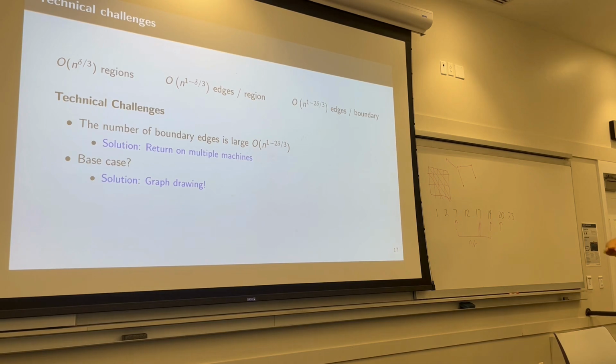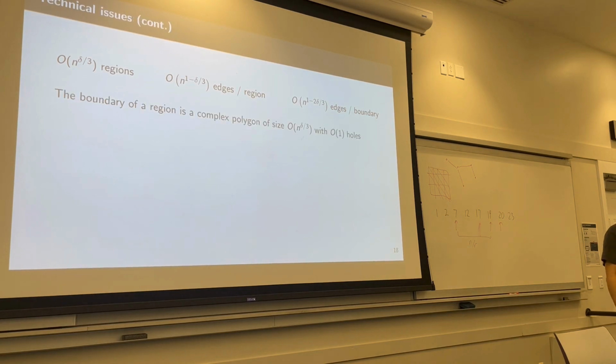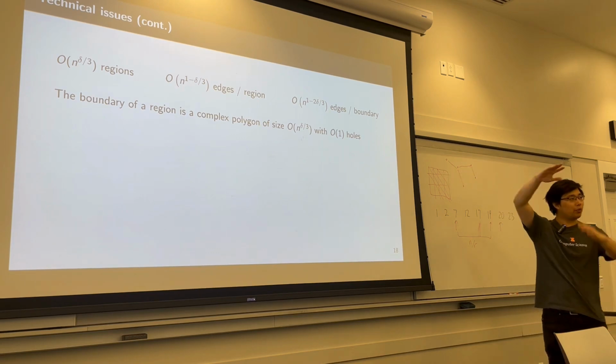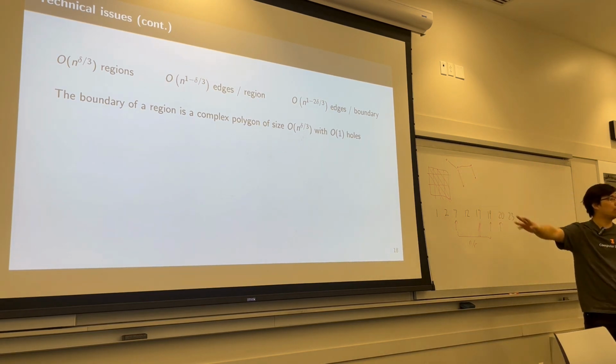And so in the base case, we can use graph drawing, but we're going to need to glue things together, so there might be precision issues, but I won't get too much into that. The biggest technical issue is that our regions are actually somewhat complex. Because of the way we computed these separators, each region could be a rather complicated polygon with n^(δ/3) sides, and it could have some number of holes.